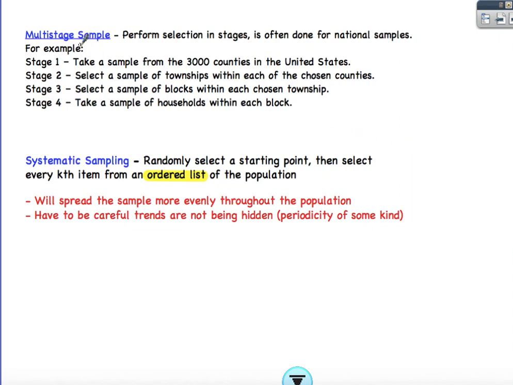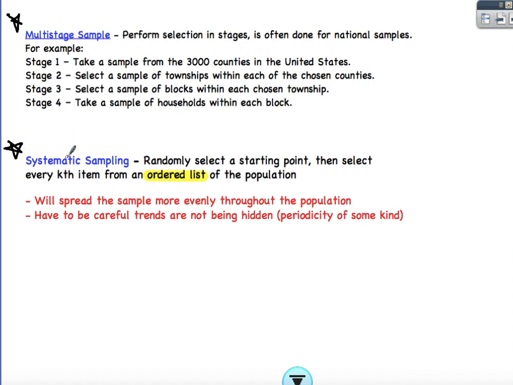And then we had multi-stage samples. I kind of doubt this is going to come up, but the general idea is just taking something really big, like a nationwide survey, and paring it down. So you start with counties, and then within those selected, you go down to townships, then you go down to blocks, then you go down to households.